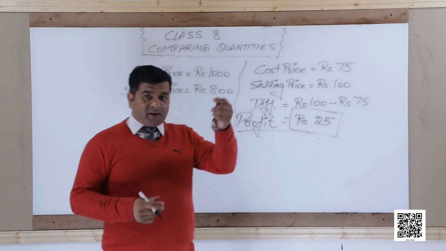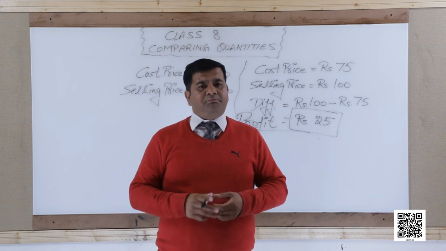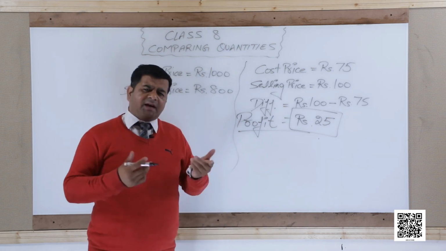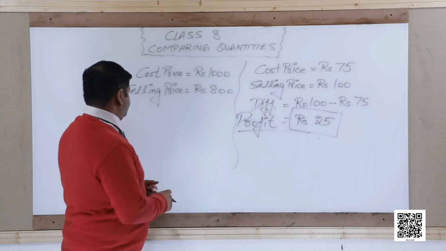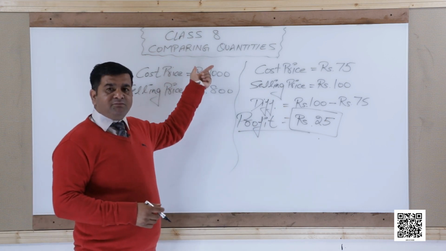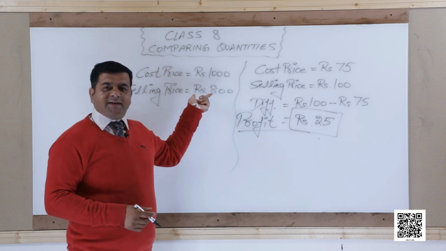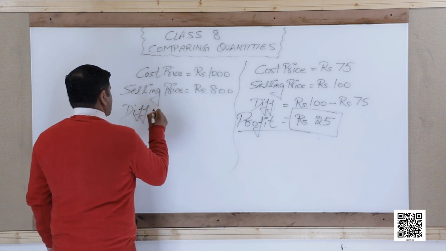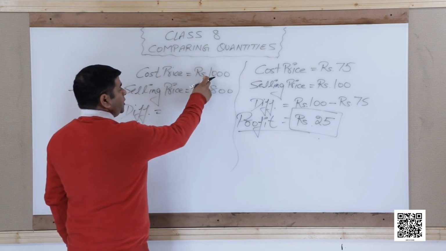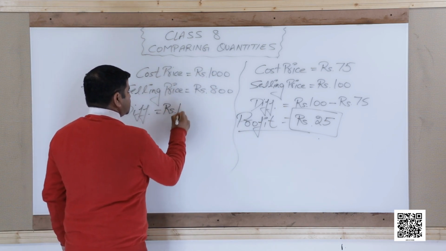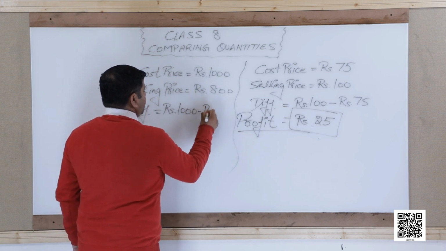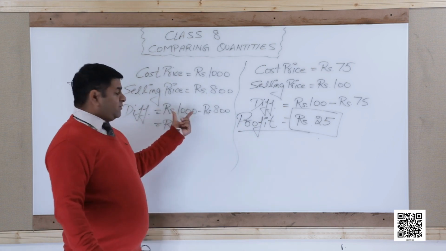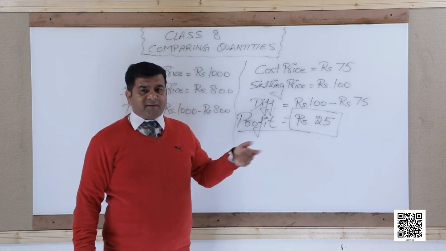Now see, he bought that item for rupees 1000, but due to some defect he had to sell that item for rupees 800 only. Now let's find the difference between his cost price and his selling price. So the difference will be, as cost price is higher, so we will subtract selling price from the cost price and we get 1000 minus 800 is rupees 200.